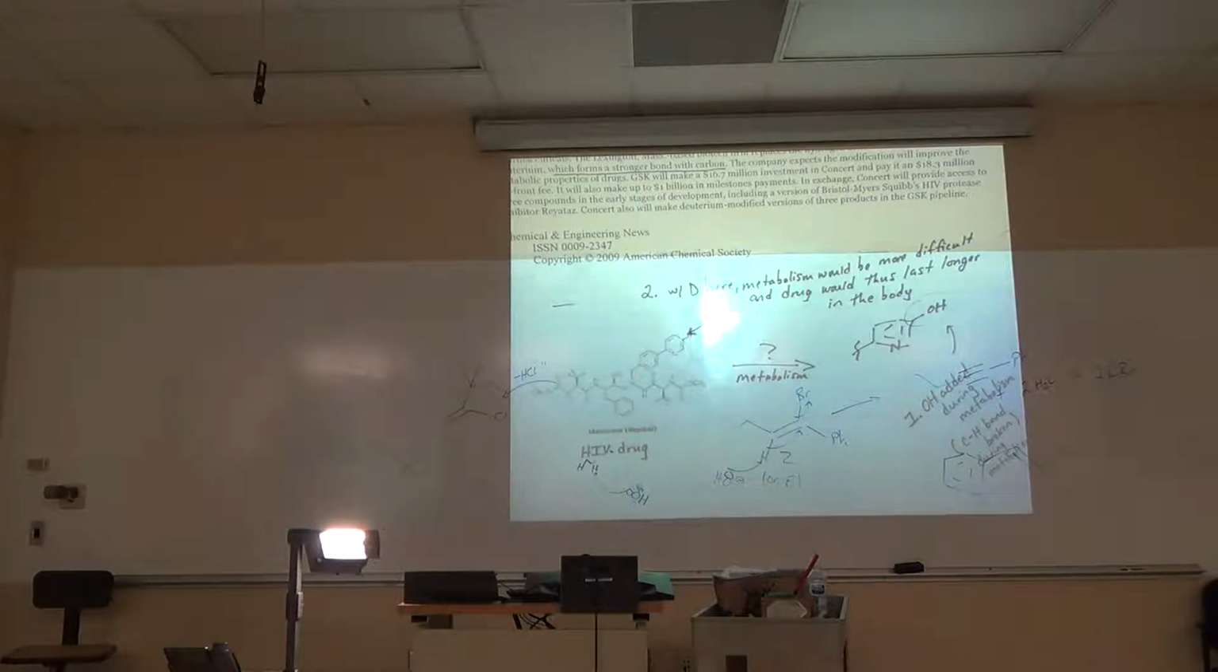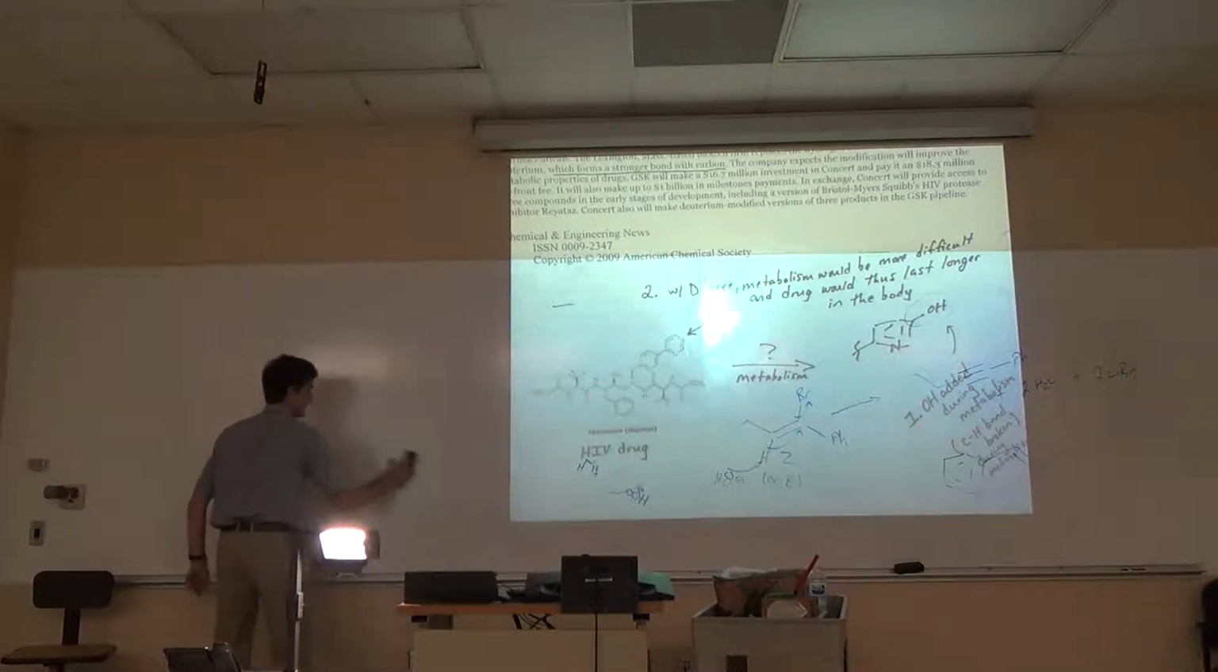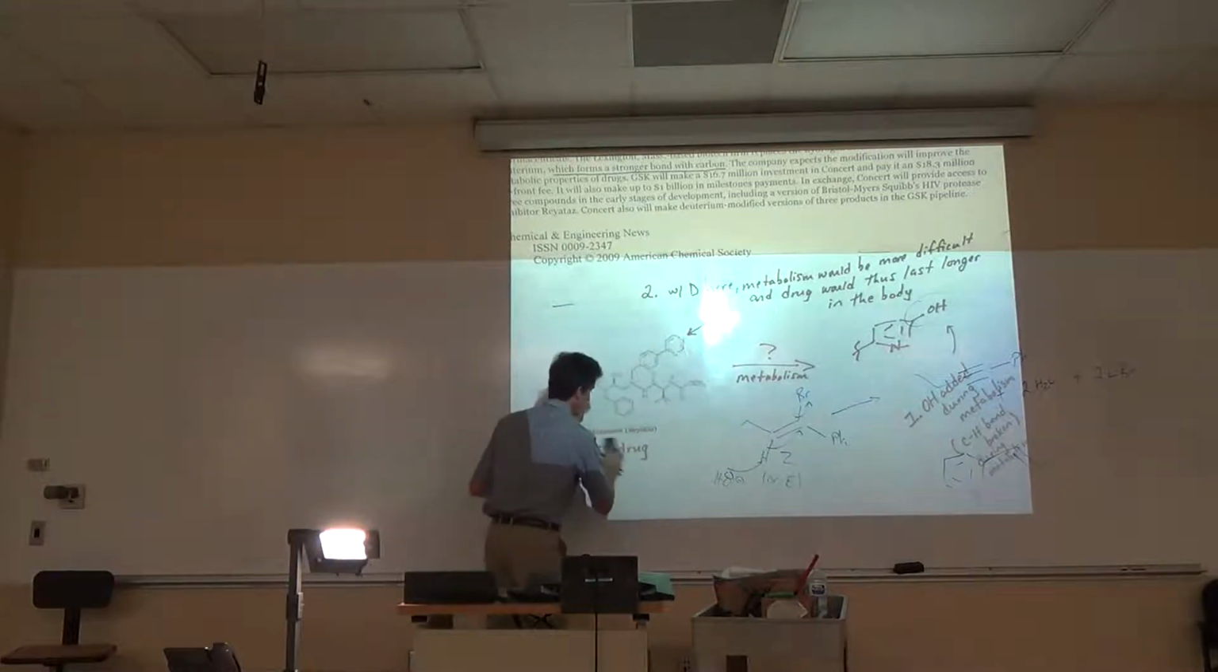But F is a little bigger than H, and so it's not exactly the same as H. Maybe sometimes the F is good, sometimes maybe F being bigger is not good. Deuterium, though, is basically the same size as an H. The extra neutron doesn't make it bigger. It does make the bond stronger, though. There are a variety of reasons why.